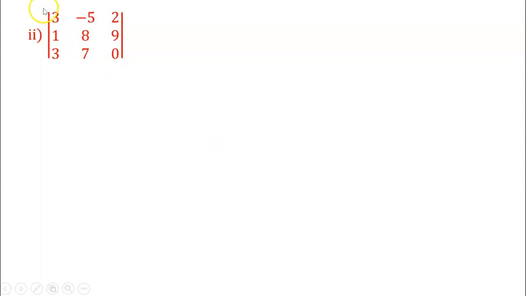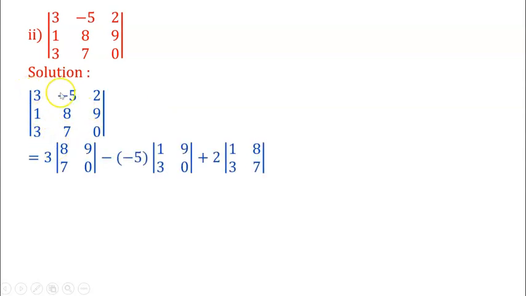Next, 3 minus 5 2, 1 8 9, 3 7 0. Now the solution here, 3 into, eliminate elements in the first row, first column, you will get here 8 9, 7 0. Next, minus, in bracket minus 5, and again eliminate the elements in the first row, second column, you will get here 1 9, 3 0. Okay. And the last, plus 2, again eliminate the elements in the first row, third column, you will get here 1 8, 3 7.